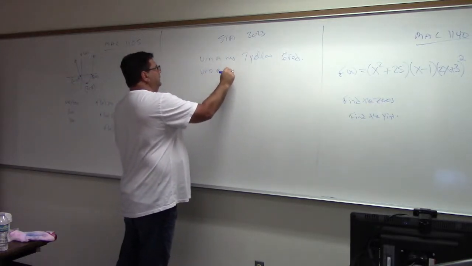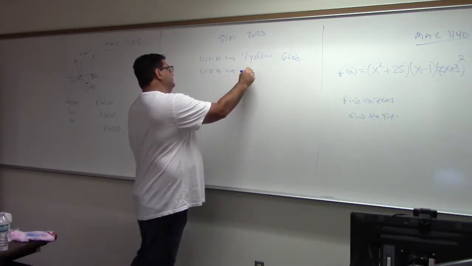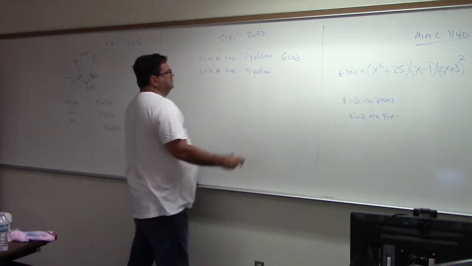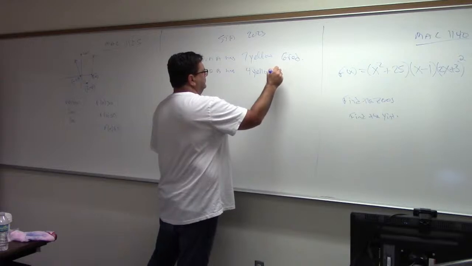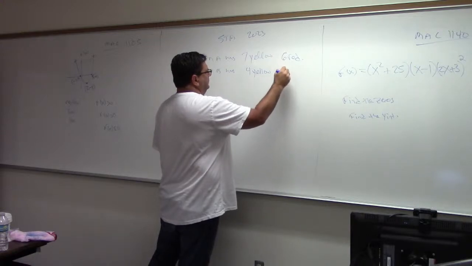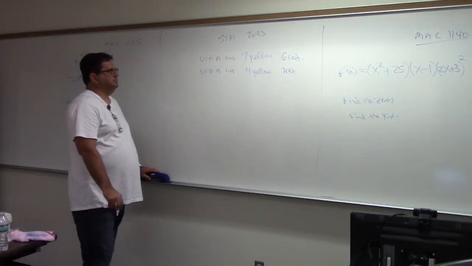Urn B has 4 yellow, 7 red. He's solving the whole problem in his head, so we can come up with that number.